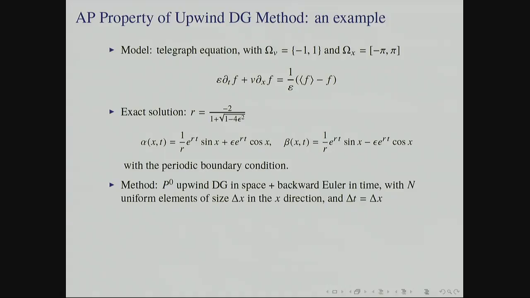So what's in this equation? On this side is the transport operator. On this side is something possibly new, but there's no derivative. So the first natural choice is to apply the upwind DG method. Here I'll give it a try, a two velocity example, and this is the exact solution. I'll apply the piecewise constant case. In time, I just use a backward Euler method because the problem can be stiff for small epsilon.